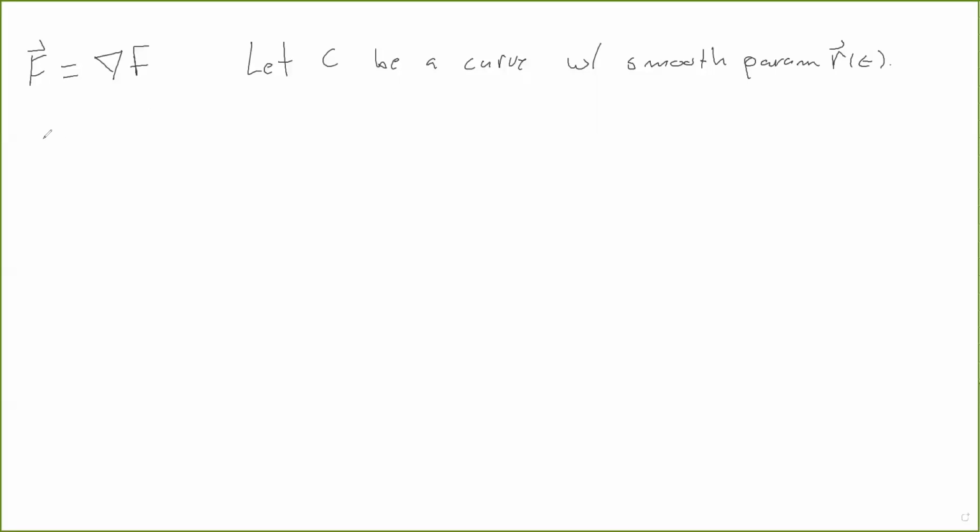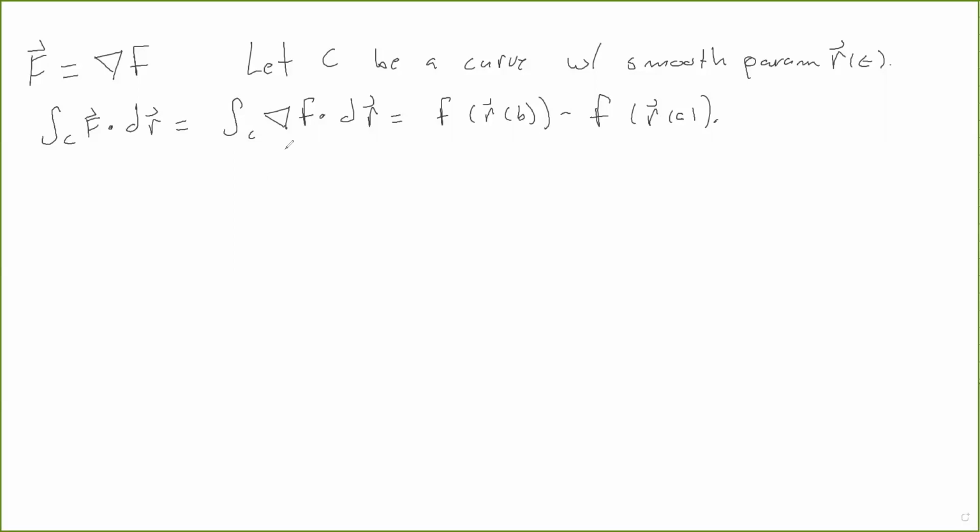Okay, then what we know is that the line integral of F over this curve with this parameterization, just by definition of what F is, is equal to the integral of the gradient of f dotted with dr. This is just going to be f of r of b minus f of r of a. To think about why this is true, notice that the gradient of f is just the derivative of f. So really, this is a statement very similar to the normal fundamental theorem of calculus.